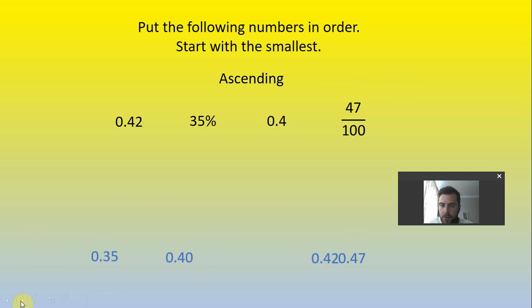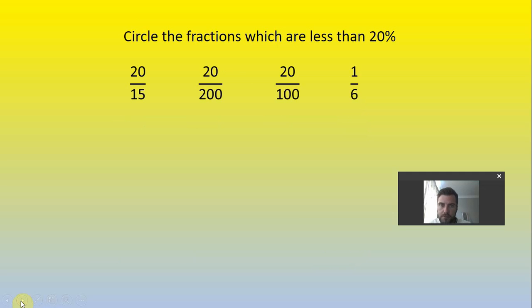0.4 is the same as 0.40, followed by 0.42, and our largest number there is 0.47 or 0 and 47 hundredths.